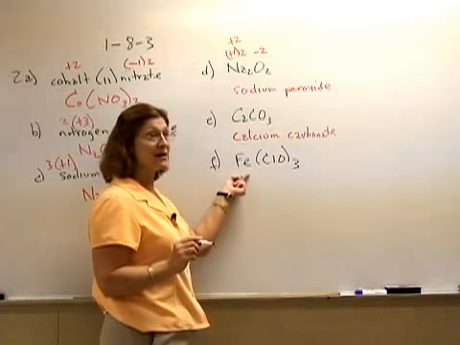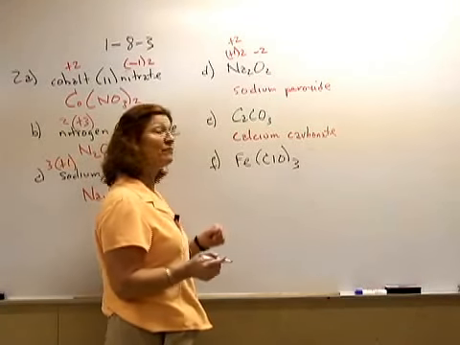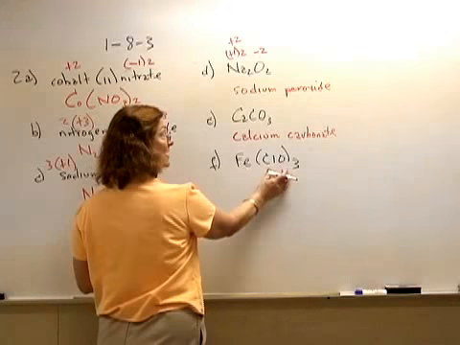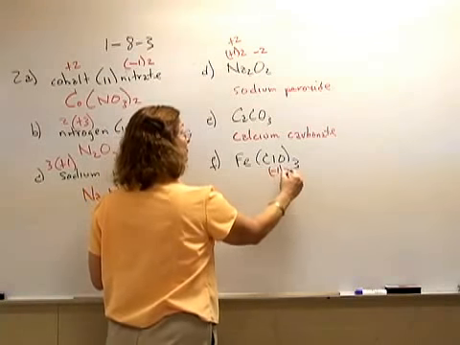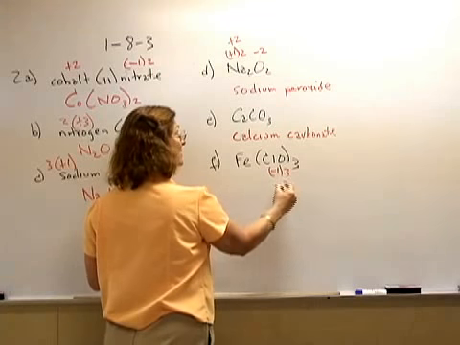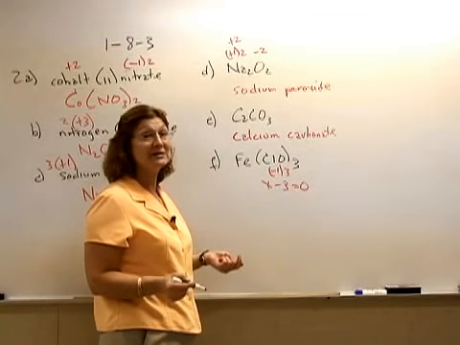Now iron is not in the first column, the second column, or one of the silly 6, so I must have a Roman numeral. I look at the negative position. Hypochlorite is -1. There are 3 of them. That gives me a -3, and therefore iron must be +3 if the compound is to be 0.